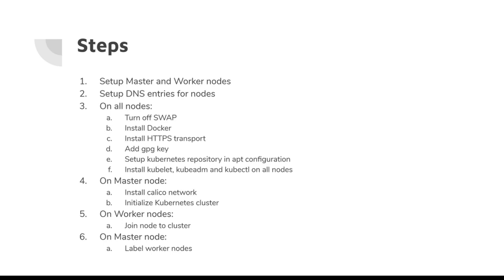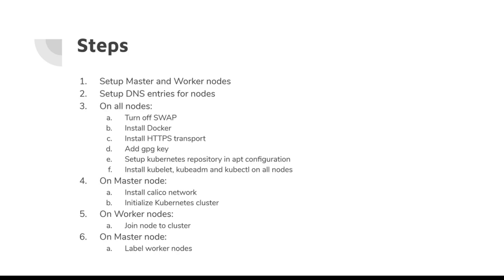applications on all nodes, master nodes and worker nodes. And then on the master node, you need to install the Calico network so that communication can be established between worker nodes and the master nodes. And you need to initialize the Kubernetes cluster.